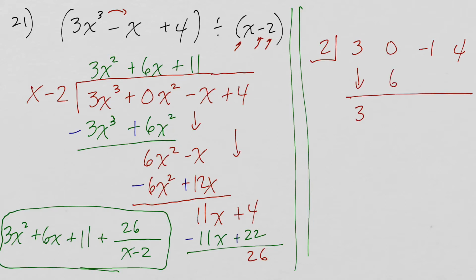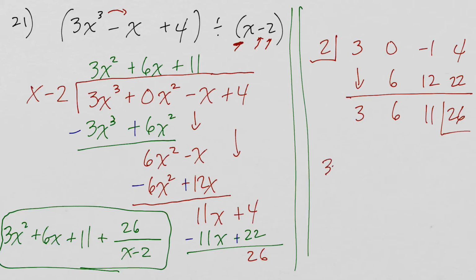3 times 2 is 6. I add up this column and get 6. 2 times 6 is 12. I add up this column and get 11. 2 times 11 is 22. I add up this column and get 26. That's my remainder. I don't need to divide by anything because I did not have a coefficient. So this is my answer.